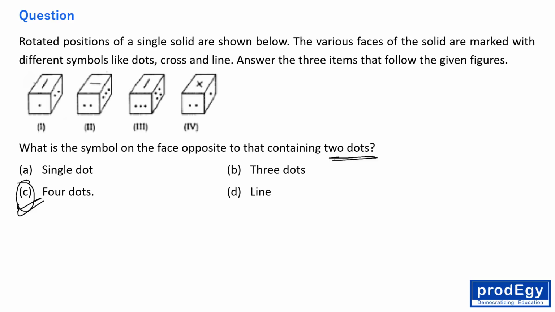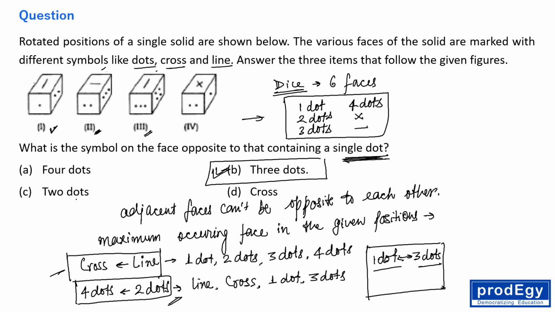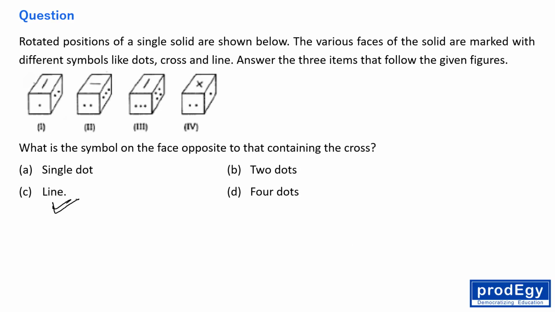Again, the next question: what is the symbol on the face opposite to that containing the cross? Obviously, cross is opposite to line, right? I'll show you also. Cross is opposite to line. Option number C is correct, right everyone?